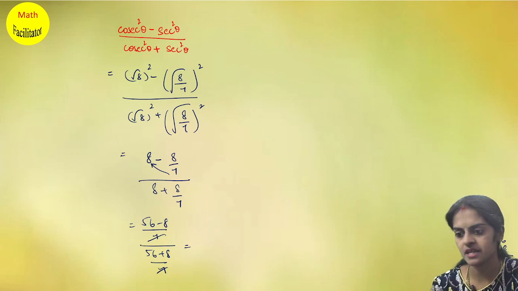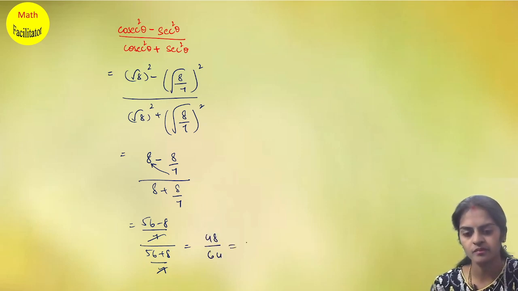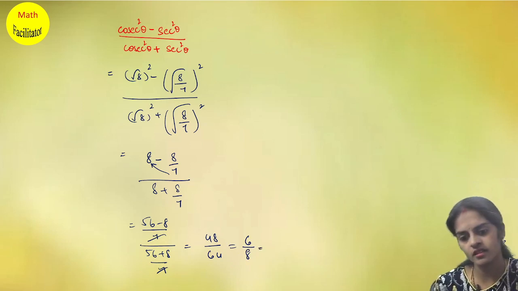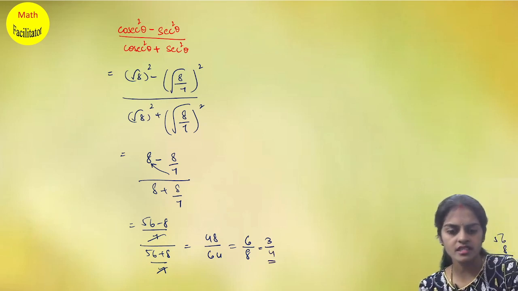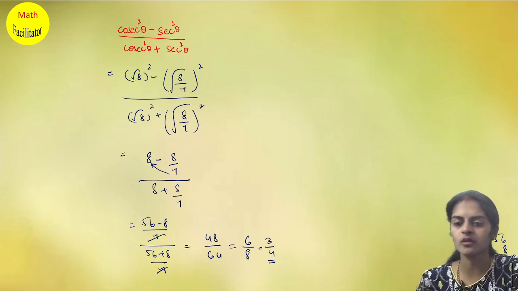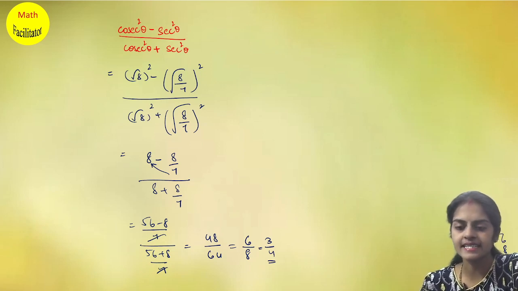So how much am I getting here? So simple, 48 by 64. Again, in the 8 table it will get cancelled. Actually, directly in the 16 table we can take 3s are, 4s are. So 3 by 4 is the answer. So this way, simply using Pythagoras theorem, you can calculate the value of this. Okay. So cosecant square theta minus secant square theta by cosecant square theta plus secant square theta.